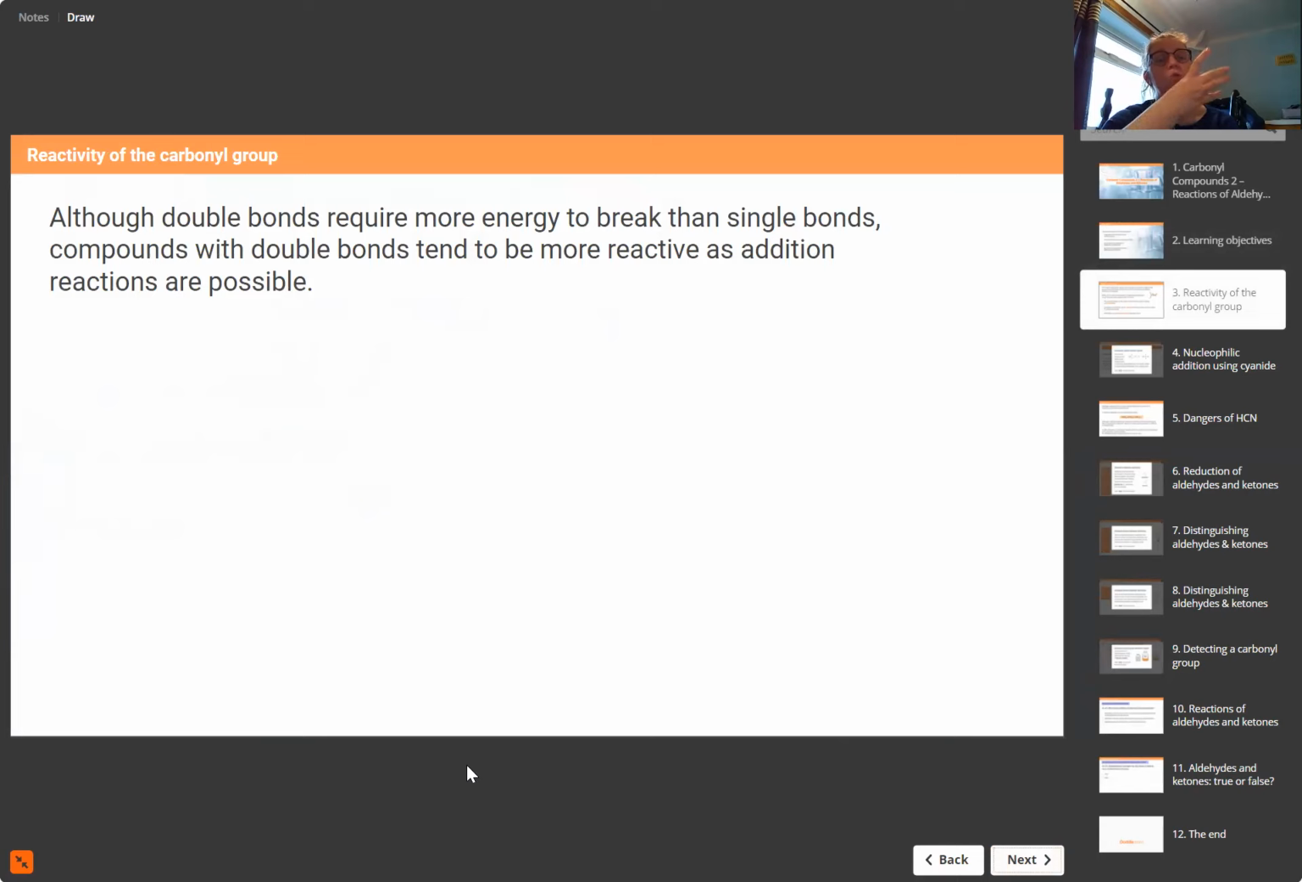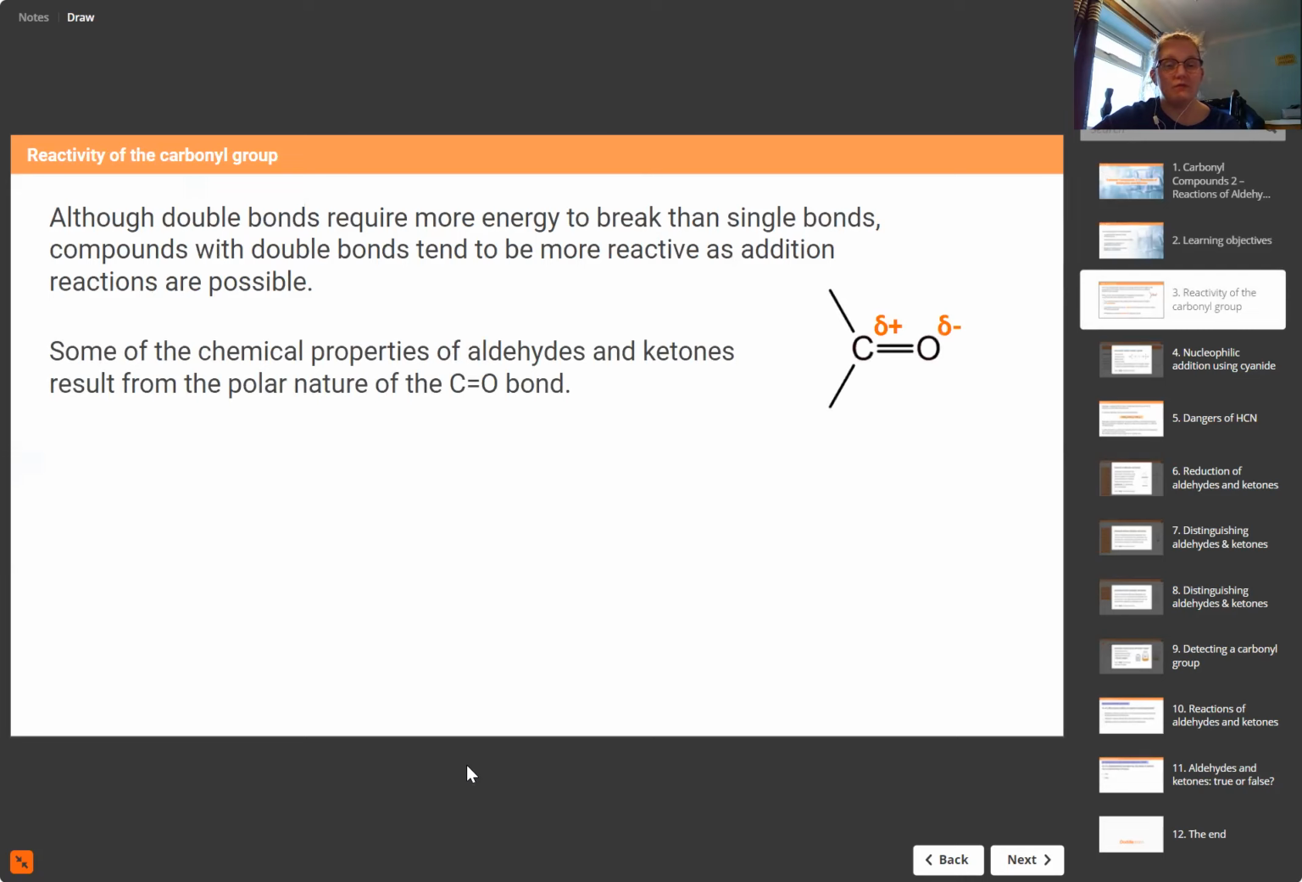So we know that double bonds require a lot more energy to break than single bonds, and compounds with double bonds are generally more reactive as addition reactions are possible. Some of the chemical properties of aldehydes and ketones result from the polar nature of that carbon-oxygen double bond, the carbonyl group, which we just talked about. We were saying their boiling points are higher than alkanes, and that the smaller aldehydes and ketones are soluble in water.